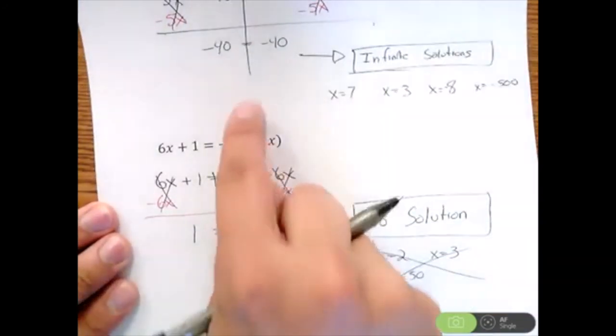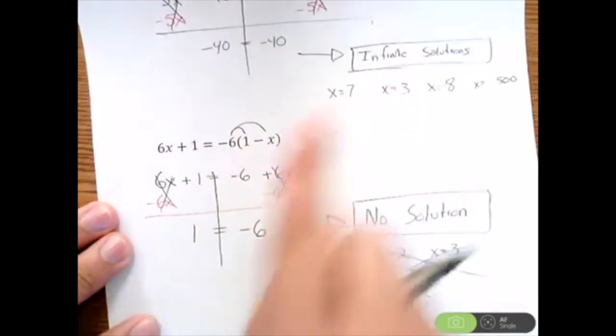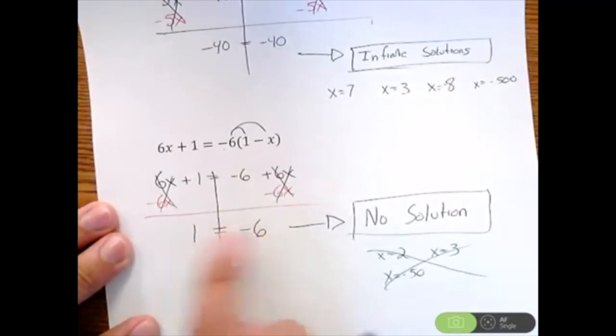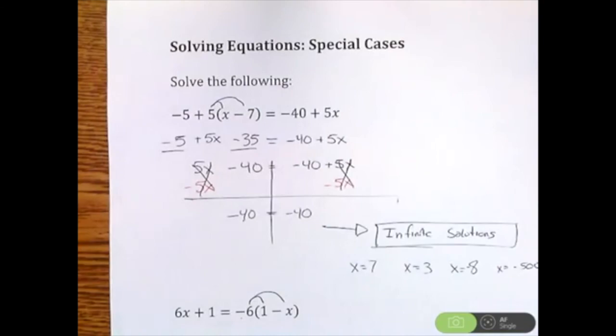So the things you have to look out for: what does it mean when you have two numbers that are the exact same on both sides? That's infinite solutions. If you get two numbers left that are different, that means no solution. And this was solving equations, special cases.